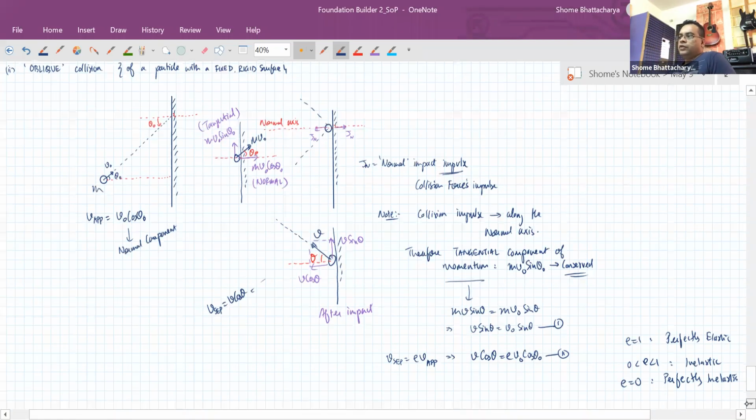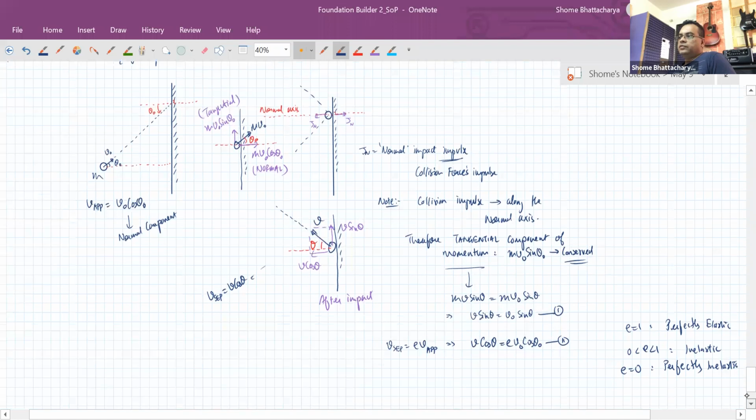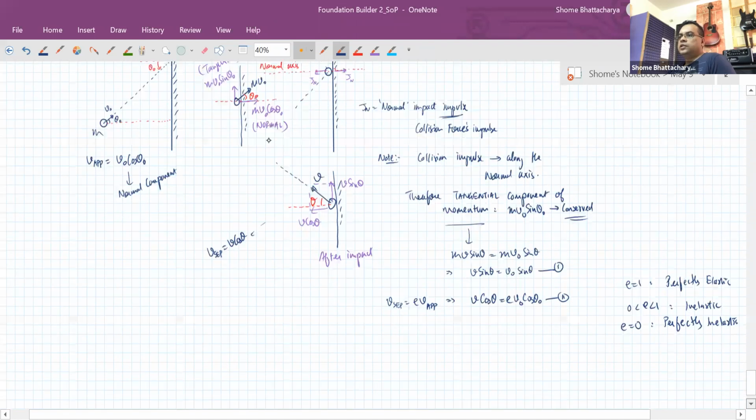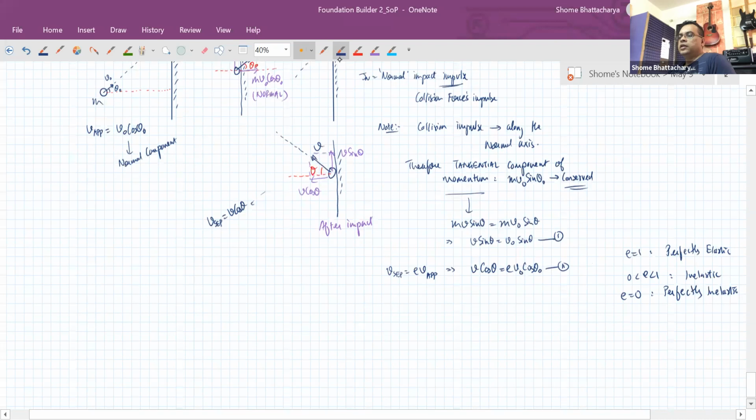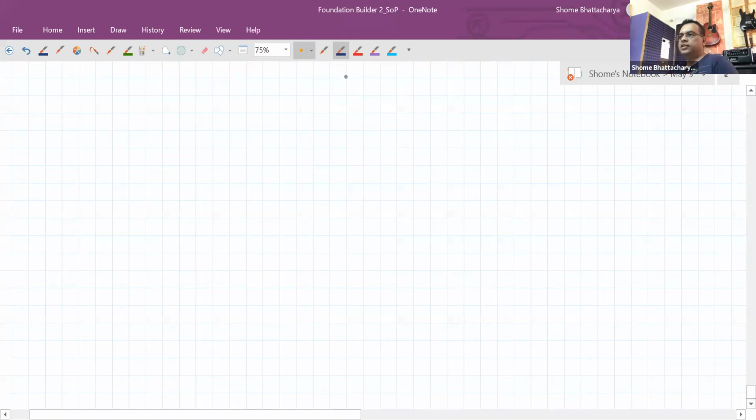Okay, so just to wind this up, you'll see that when we take the case of the perfectly elastic collision, again, it is a situation which looks like a mirror image because theta naught becomes equal to theta. So seeing the two equations in isolation, you have V sin theta is equal to V naught sin theta naught. And V cos theta after impact is equal to E times V naught cos theta naught.